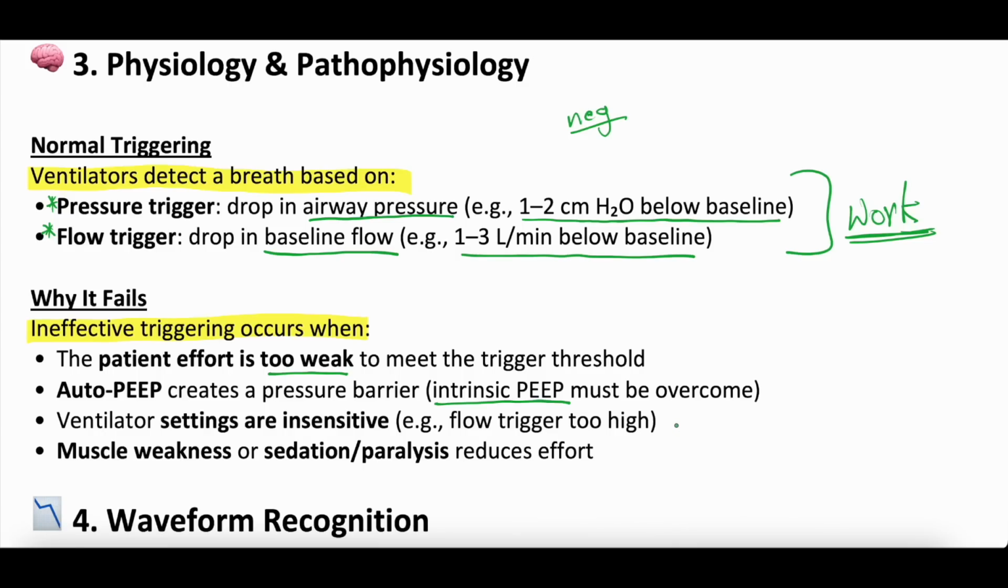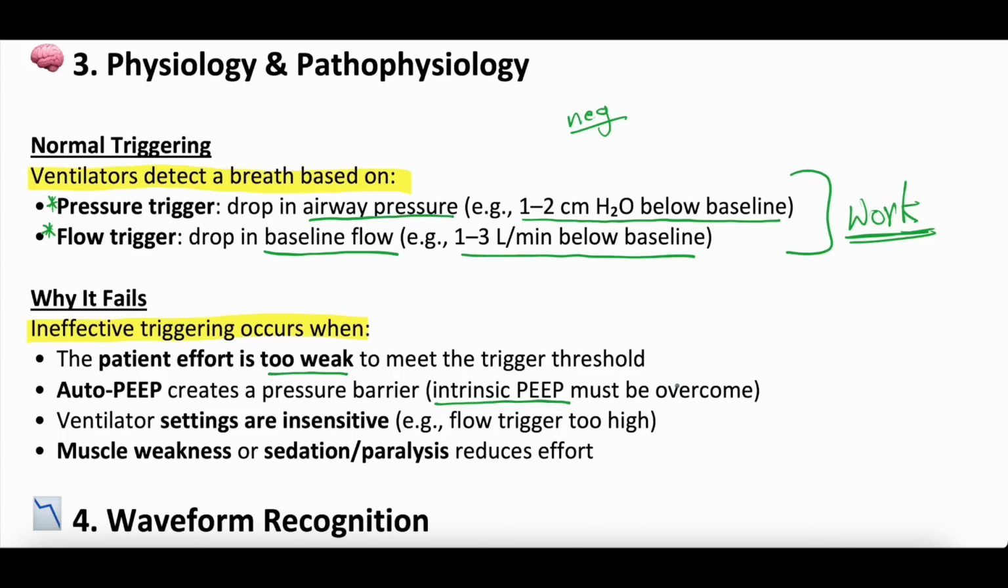PEEP is positive end-expiratory pressure. And again, check out those other episodes on auto-PEEP because this is a really important but really complex topic. So we're not going to do it justice in this video alone. Video or podcast if you're listening. We've been a YouTube channel for so much longer than a podcast that we sometimes still say video. But yes, this episode, either podcast or YouTube.